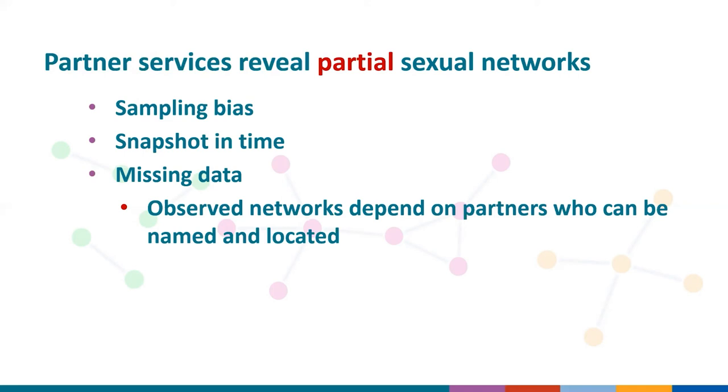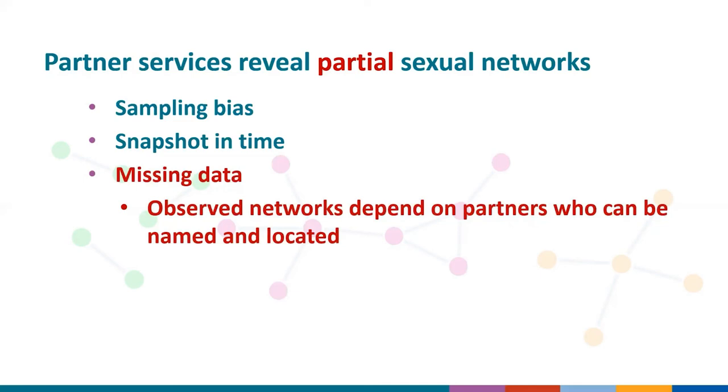Second, Partner Services generally captures a cross-section of time, but as we know, sexual networks are dynamic and constantly shifting as partnerships form and dissolve. And then lastly, we have a missing data problem. The networks that we see depend on who is named and who is located.